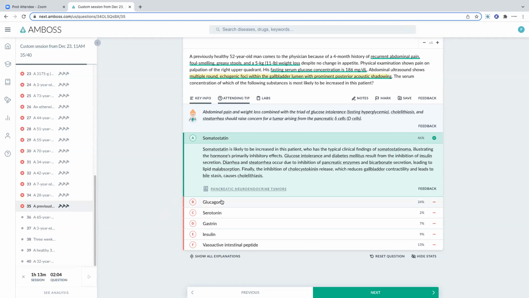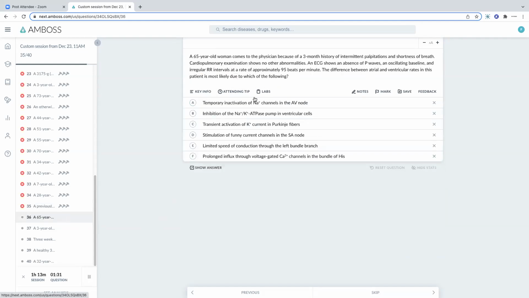Yes or no? If it was glucagon, wouldn't the patient have necrolytic migratory erythema, or some sort of a rash? Yes or no? Yes. Okay, let's move forward.